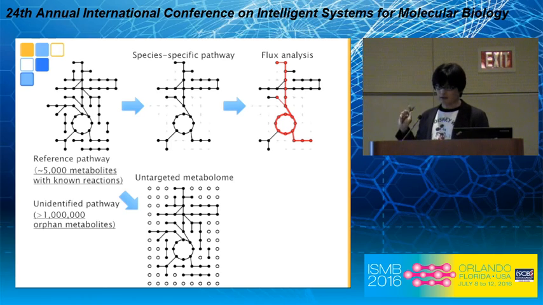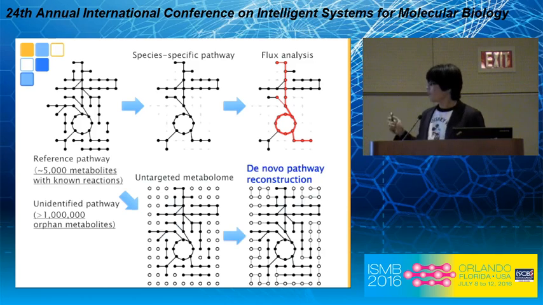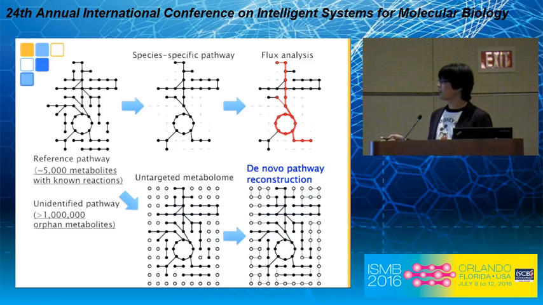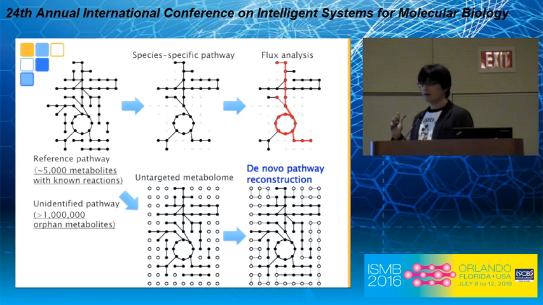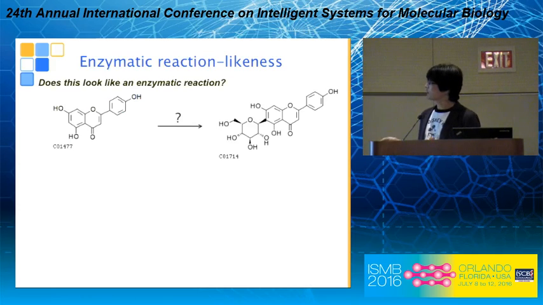Okay, so that is the current situation for the total metabolome, that is the untargeted metabolome, and our interest is in how to conduct de novo pathway reconstruction. So it is the prediction of putative reactions among the orphan metabolites. Yes, that is the aim of our study. So let me explain the concept of enzymatic reaction likeness.